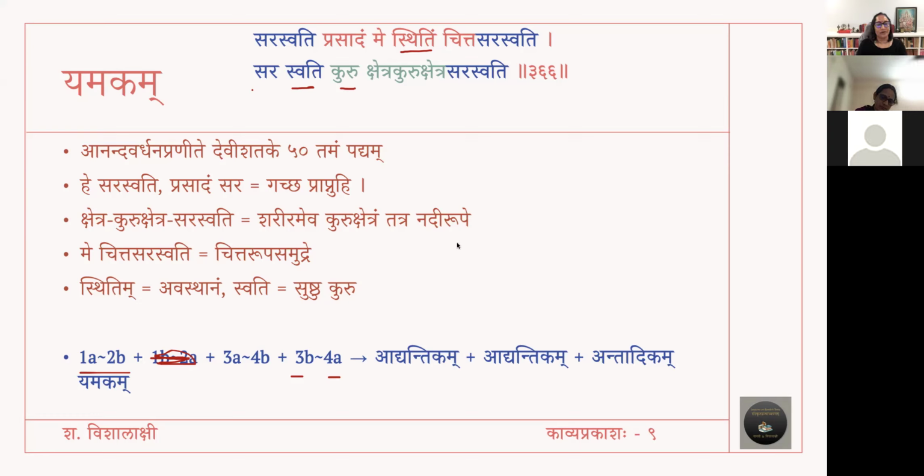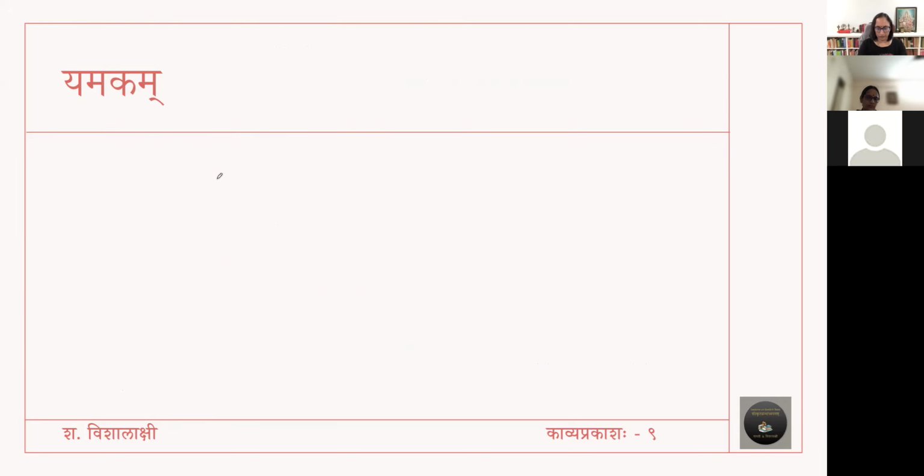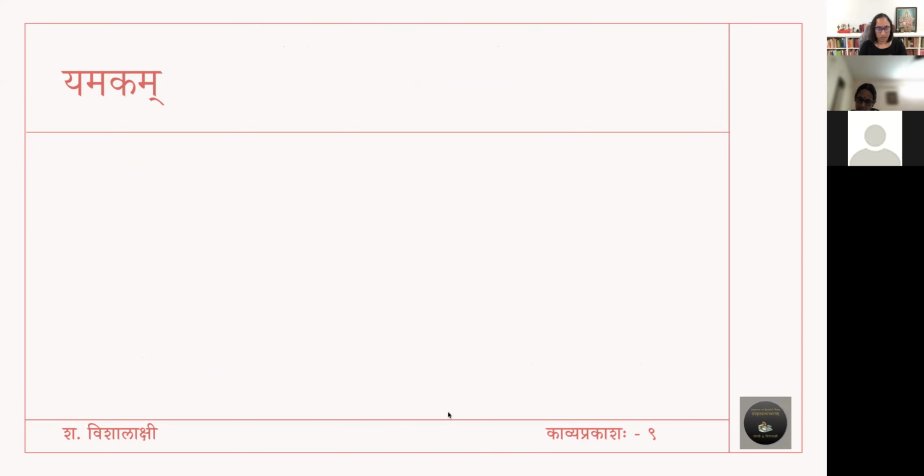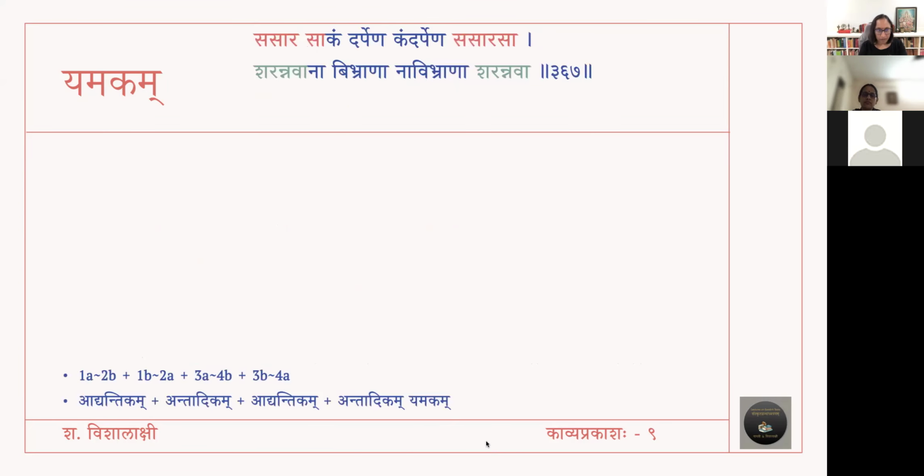Is that clear? So there is an Adyantikam and then another Adyantikam in the third pada and the fourth pada. Then you have an Antadikam in this third and fourth. This is one kind of Yamakam. Now we move on to the next. This is also the same thing. I just repeated it so many times. I don't know what I have done here.